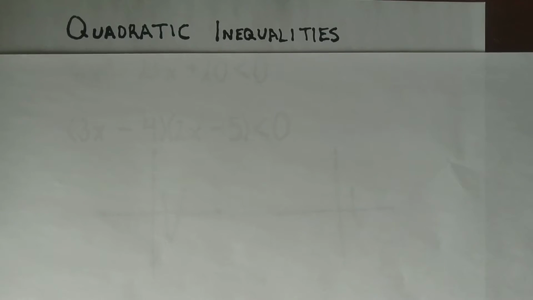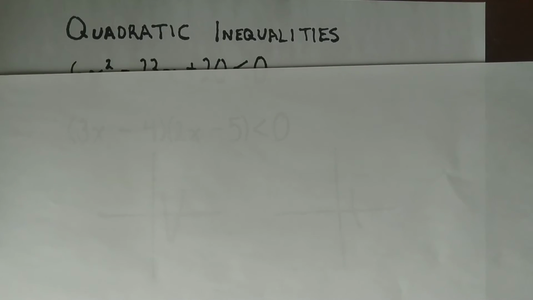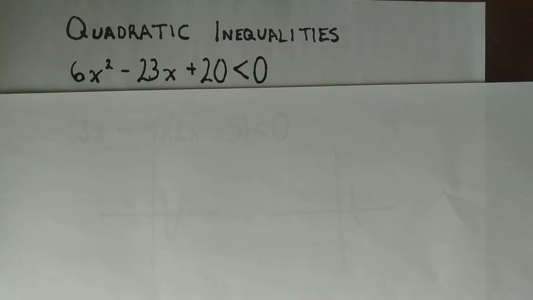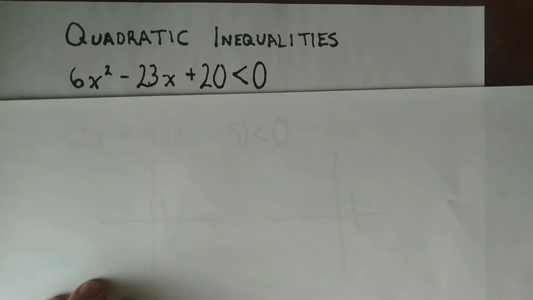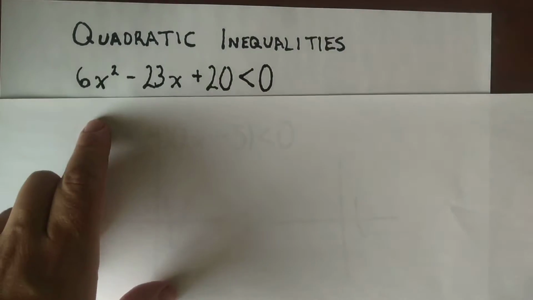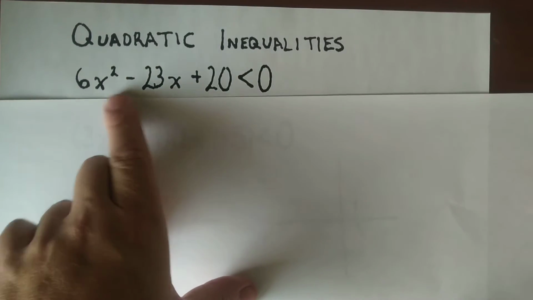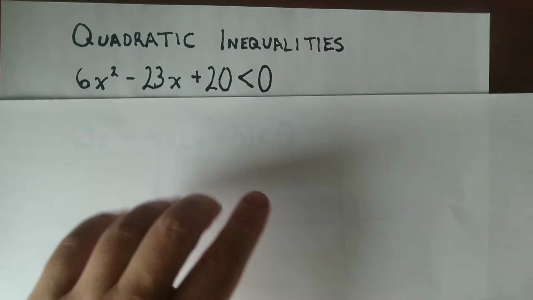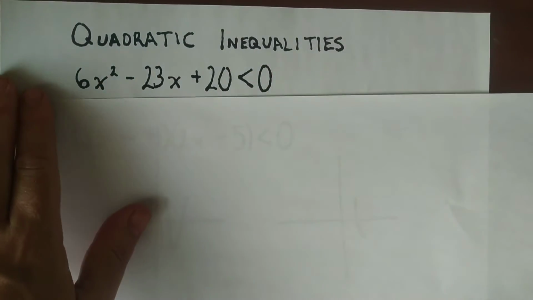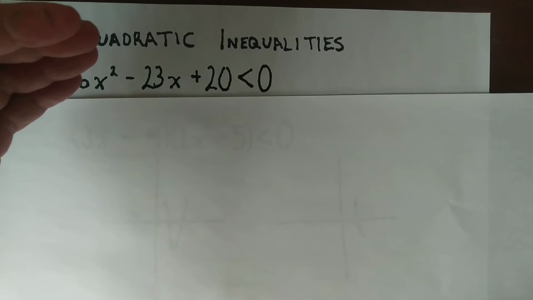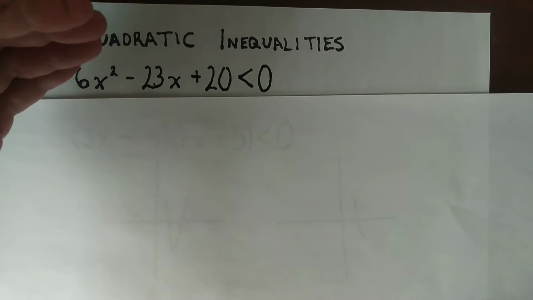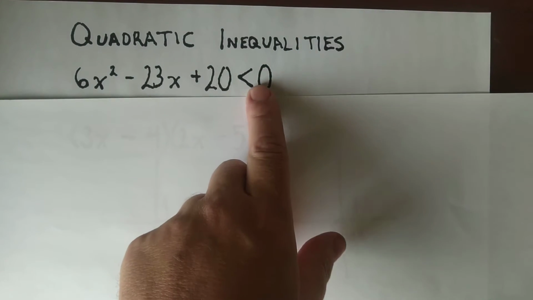This video is about quadratic inequalities, and they are straightforward to a point, and then there's a twist that makes it a little bit more difficult. I'm going to phrase what this is saying. What this is saying is find all the values of x when the parabola is below 0.